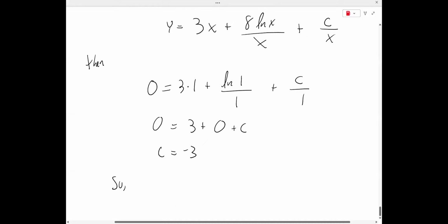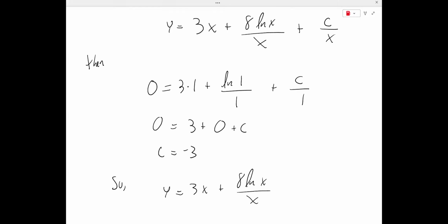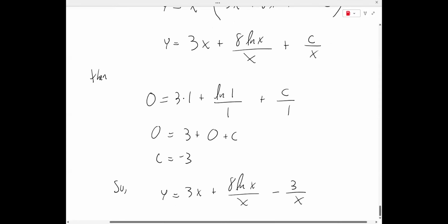So finally, the solution would be y equals 3x plus 8 natural log of x over x, minus 3 over x, because that's the solution to the initial value problem.